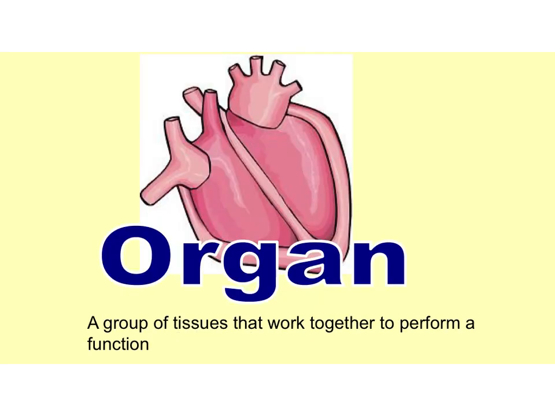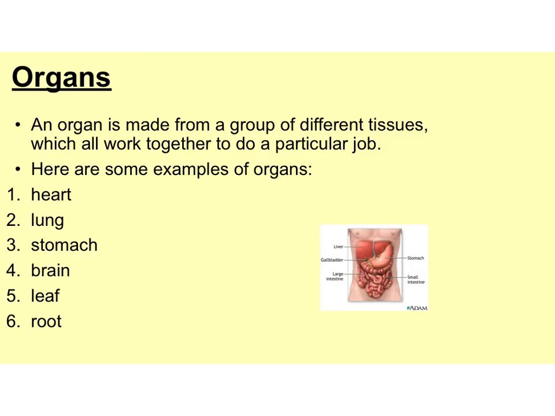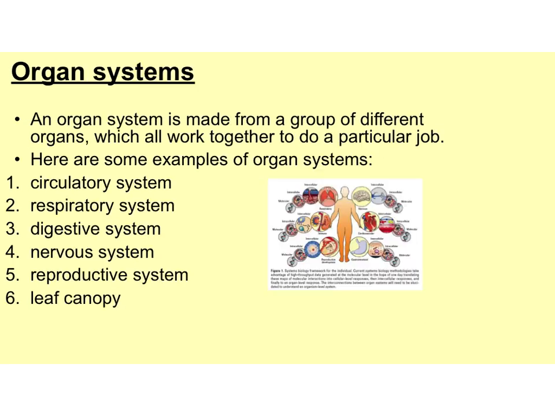An organ then is a group of tissues that work together to perform a function. And there's some examples of main organs in your body. So they're groups of tissues that all work together to form a particular job. Got your heart, lungs, stomach, brain, leaf, and roots.